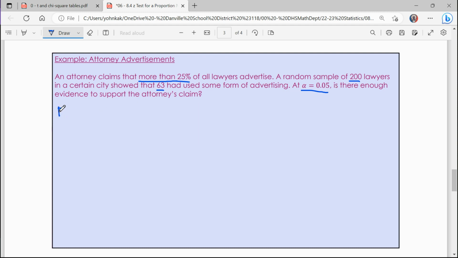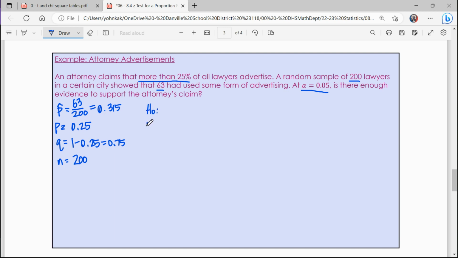Okay, so let's see. We need a p hat, we need a p, we need a q, and we need an n. Well, our sample is 200, and of those 200, 63 had used some form. So our p hat is 63 over 200. Divide that, you get 0.315. Our population proportion P is 25%, so 0.25, which leaves my Q 1 minus 0.25, or 0.75.